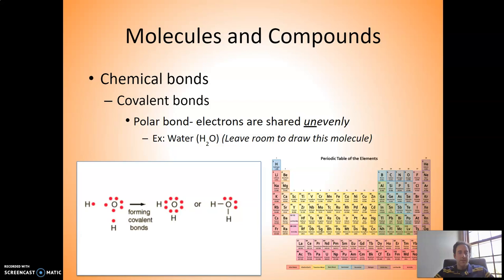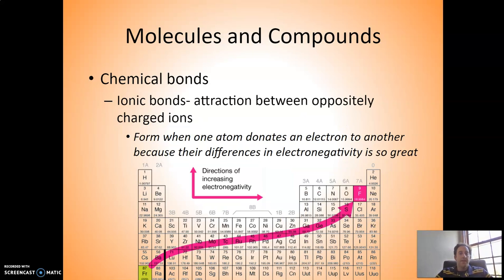So covalent bonds, electrons are being shared. They could be nonpolar, where they're shared evenly, or polar, where they're shared unevenly. And by the way, you can think of the north and south pole, the polar opposites, right? So it's an uneven sharing, opposite ends.